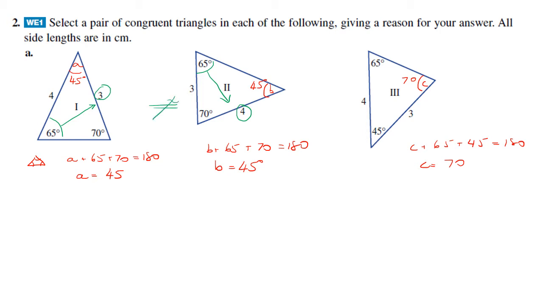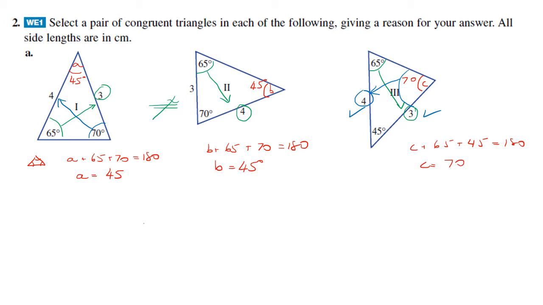Now, let's have a look at this triangle. The angle that's 65 degrees is opposite the side that's 3. So we've already worked out that triangle 1 and 3 are congruent, but let's also compare. If we look on this one, the angle that's 70 degrees is opposite the side that's 4, right? So that is the same in both of our triangles.